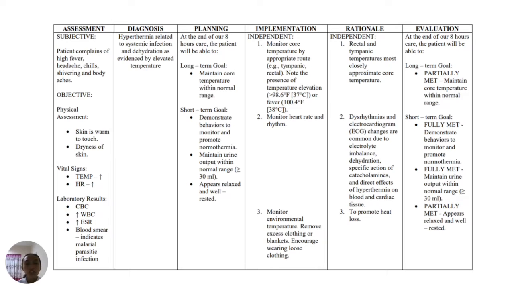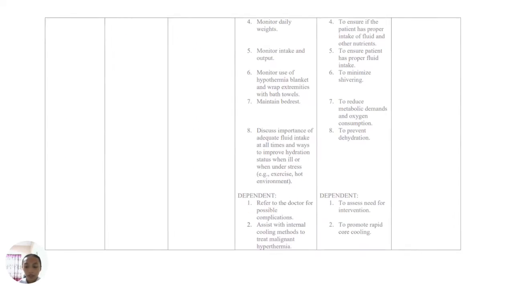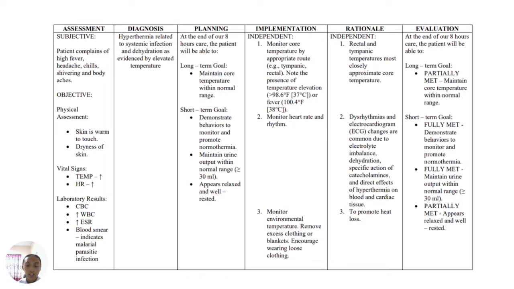And for the implementation, the independent intervention, we have to monitor core temperature by appropriate routes, so tympanic, then rectal. So note the presence of temperature elevation, say 37 degrees Celsius to 38 degrees Celsius. Rectal and tympanic temperature most closely approximate core temperature. We also have to monitor the heart rate and rhythm. Dysrhythmias and electrocardiogram changes are common due to electrolyte imbalance, dehydration, specific action of catecholamines, and direct effects of hyperthermia on blood and cardiac tissue.